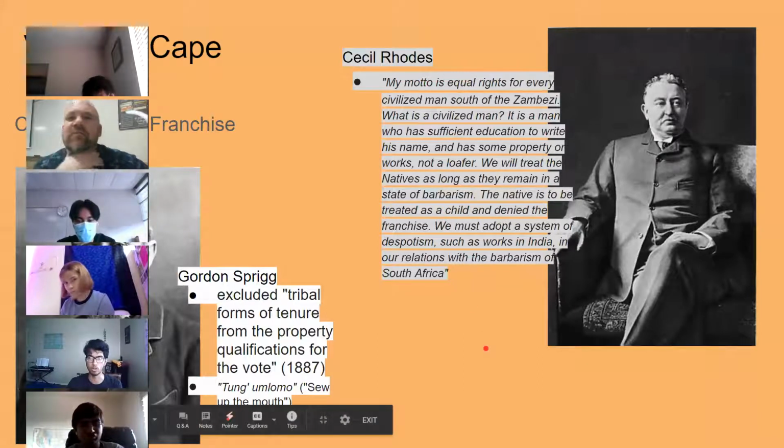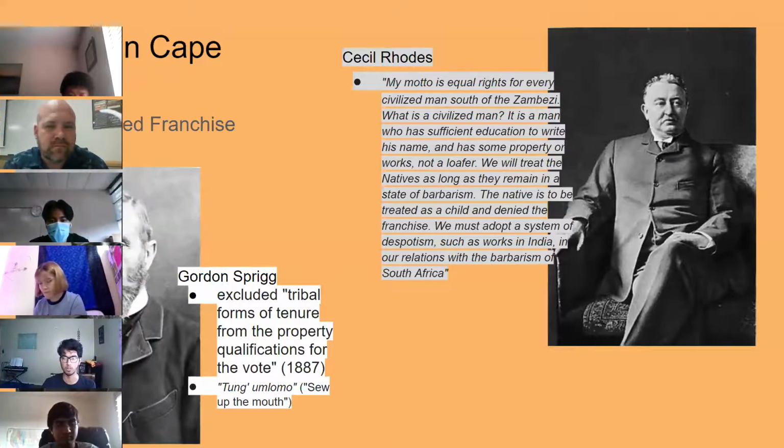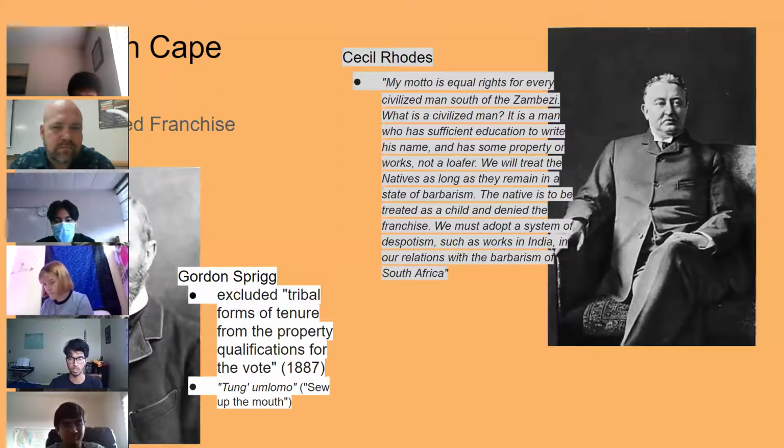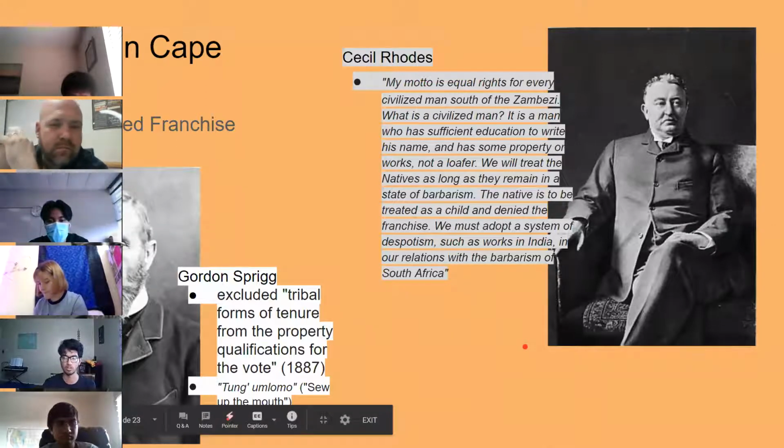My motto is equal rights for every civilized man south of the Zambezi. What is a civilized man? It is a man who has sufficient education to write his name and has some property or works, not a loafer. We will treat the natives as long as they remain in a state of barbarism. The native is to be treated as a child and denied the franchise. We must adopt a system of despotism, such as works in India in our relations with the barbarism of South Africa.